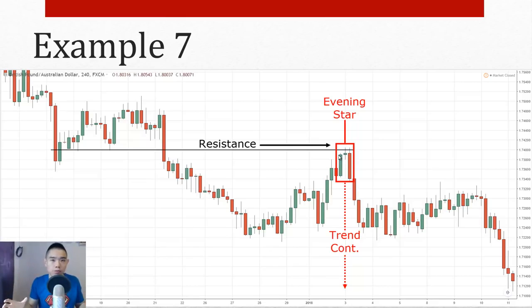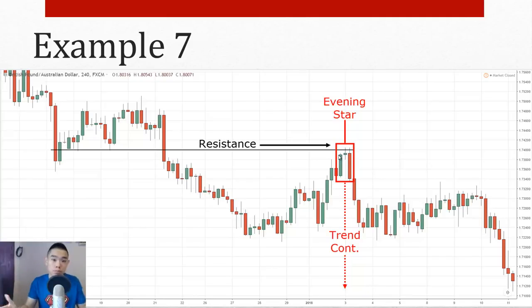Okay, because in the real world of trading, you won't get these textbook examples. You won't get the open and close at the exact same price level. Sometimes it's going to be a slightly higher open, sometimes a slightly lower close and stuff like that. And you've got to understand the nuances and the variations that can come with it.